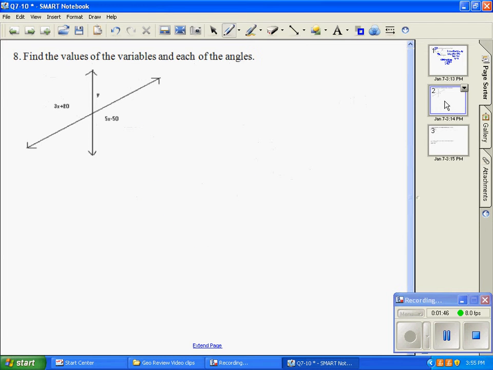Okay, question 8. Find the value of the variables and each of the angles. Okay, so we want to start with the x's. So the expressions that have the x are these two, and those are in vertical angle position. So we know that vertical angles are congruent. So that's what we're going to do, set them equal to each other.